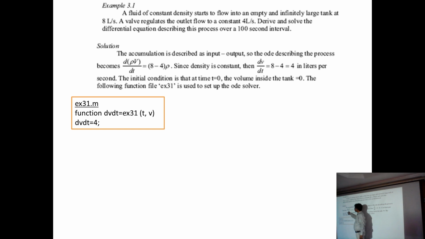d of rho into V by dt, the accumulation term. Rho into V means mass, density times volume. So d of rho V by dt is equal to what is in minus what is out, into rho. Because I am writing in terms of consistent units, liters per second multiplied by the density, so that I will get consistent units, mass per unit time. Just the mass balance equation I have posed, nothing else. So the density can be cut down, and 8 minus 4 is 4. So dV by dt is equal to 4.